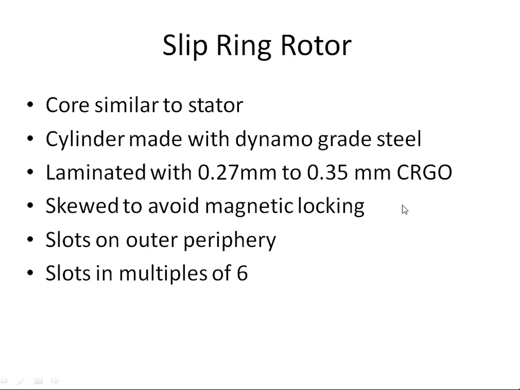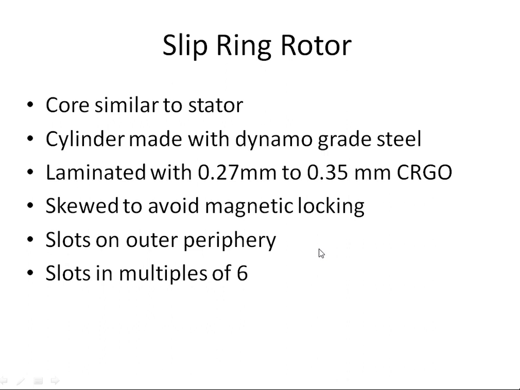The other type is hot rolled grain oriented. In hot rolled grain oriented, due to the process which is by heating, the orientation of the grains is not aligned as well as in CRGO. So CRGO is a better material as compared to HRGO in case of a three-phase induction motor. Of course, we have discussed this. Skewing is done to avoid the magnetic locking, also known as cogging.